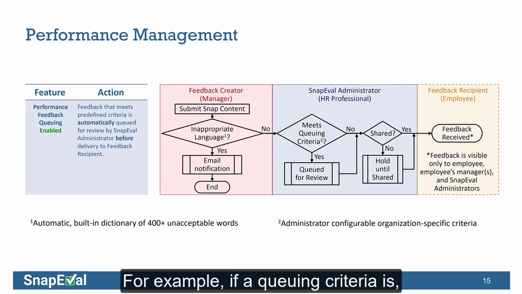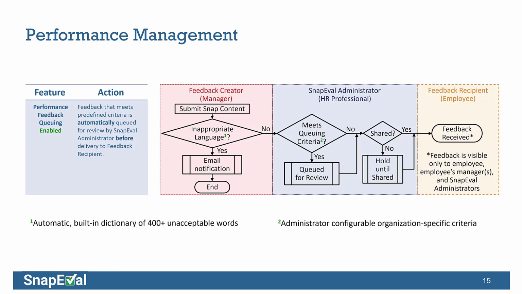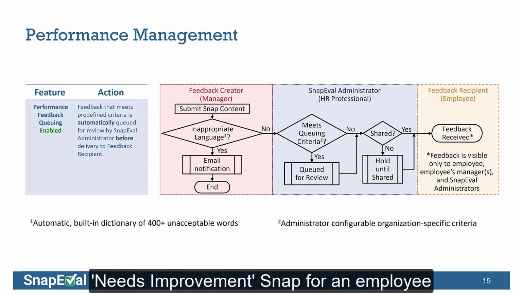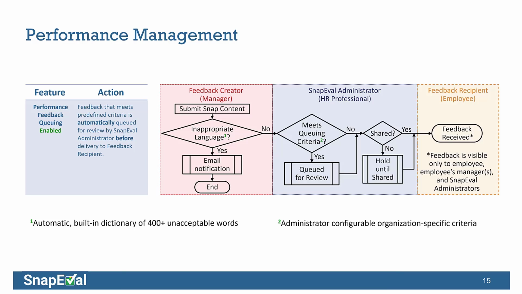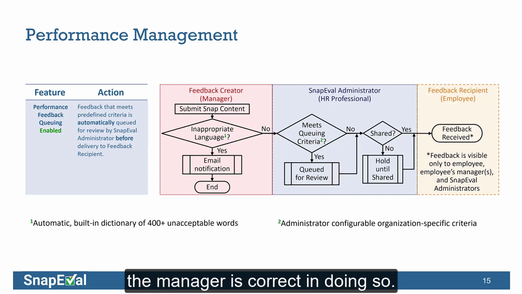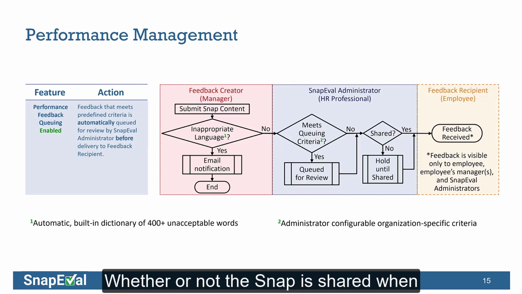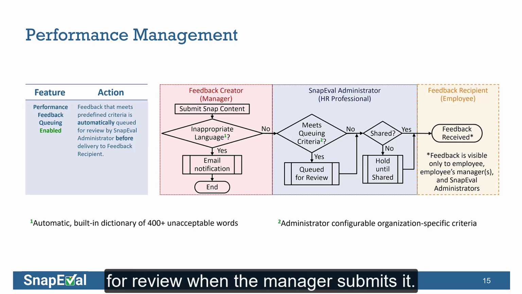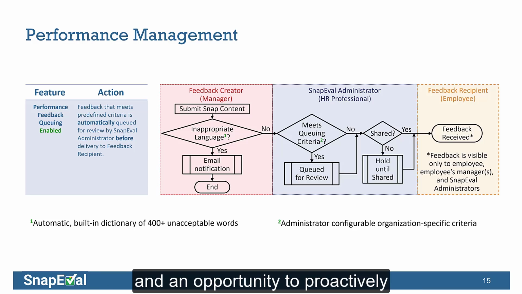For example, if a queuing criteria is queue all snaps with the lowest level of achievement, and a manager creates a needs improvement snap for an employee that isn't meeting job requirements, the manager is correct in doing so. Whether or not the snap is shared when it's created, it will still be queued for review when the manager submits it. This provides the HR professional with a heads up that the employee is having difficulty meeting job requirements, and an opportunity to proactively discuss this issue with the manager.